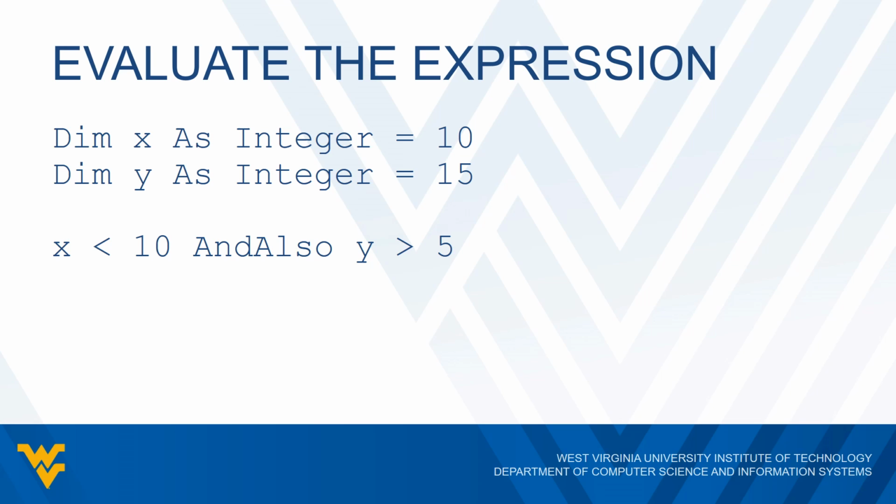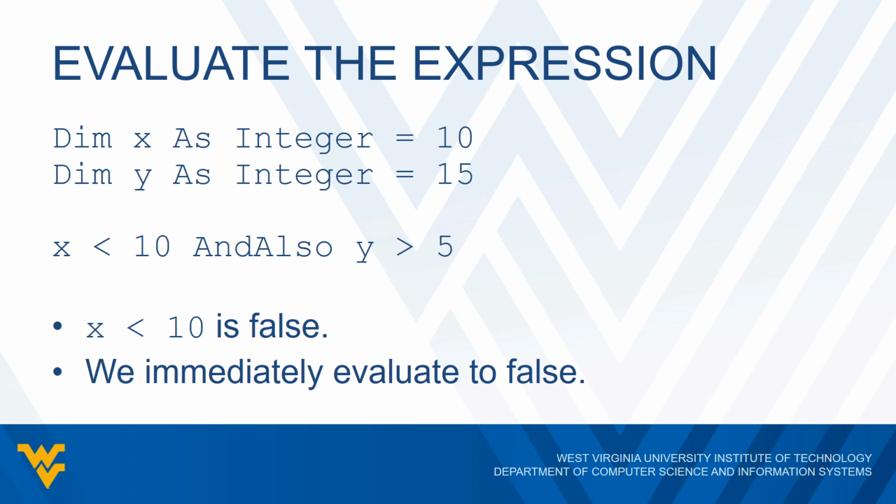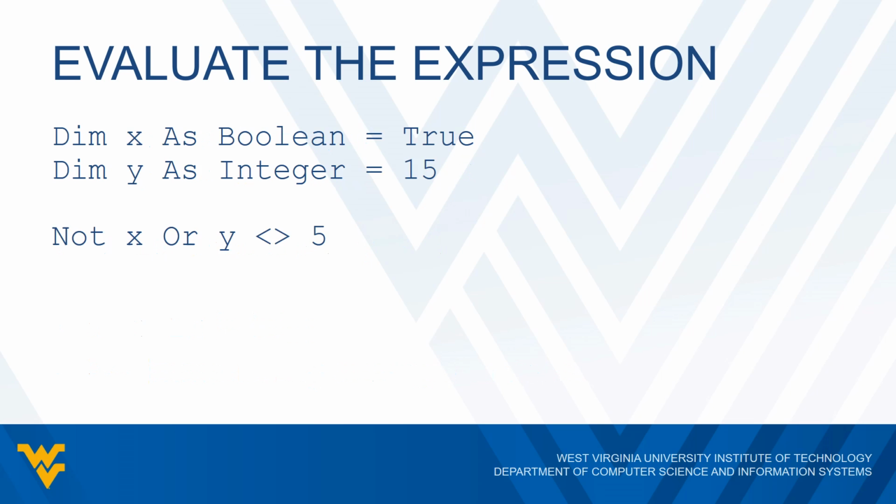So let's start with the first expression. The x less than 10 is going to be false because 10 is not less than 10. So that part is false. And since we're using and also, we do not have to worry about the second condition. Since the first part is already false, we can skip the second part and just say that this whole thing is going to be false.